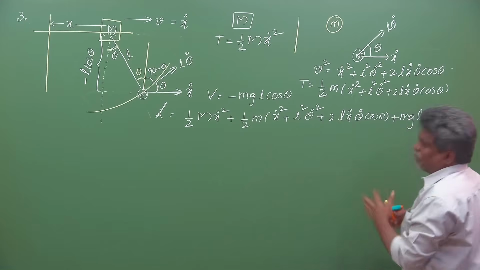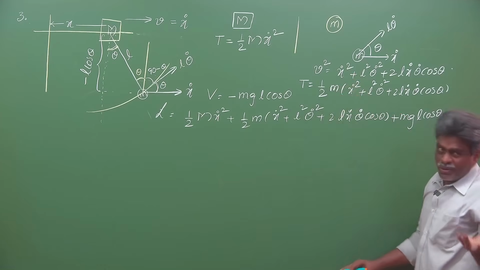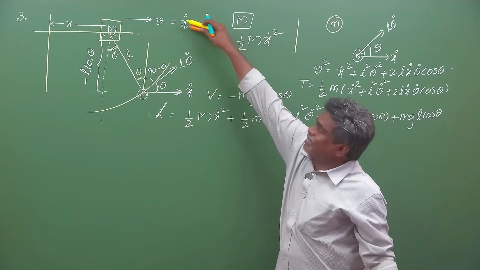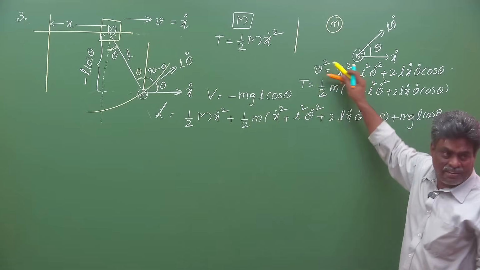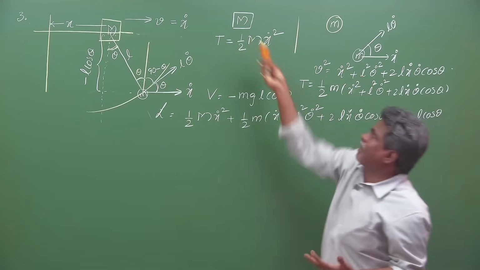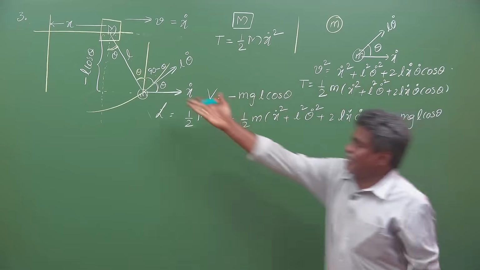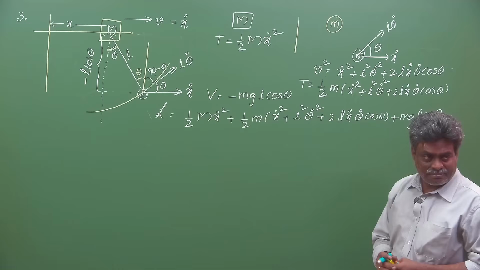Here I am explaining on the board, that's why I am writing so many steps. Once you understand, you need not write all these steps. Directly you will write the velocity x dot, the kinetic energy term, and you will get v square. Both you will add: half capital M x dot square plus half small m v square, and the potential energy is minus mgL cos theta. That's it. Are you understanding?